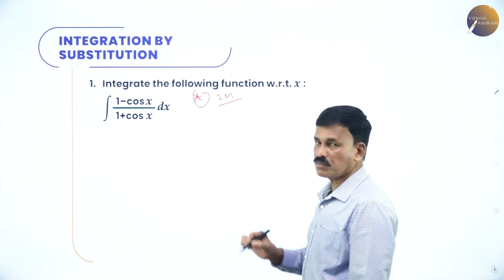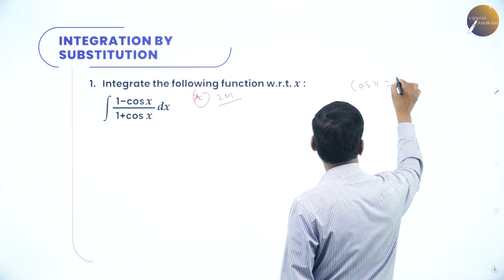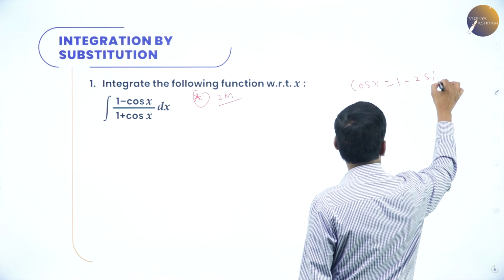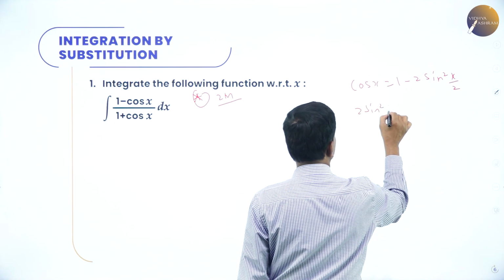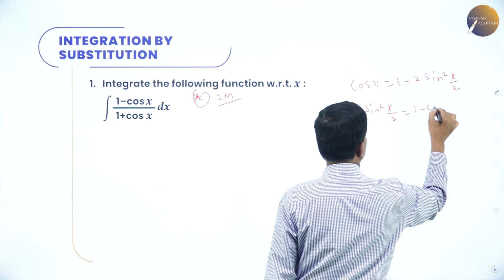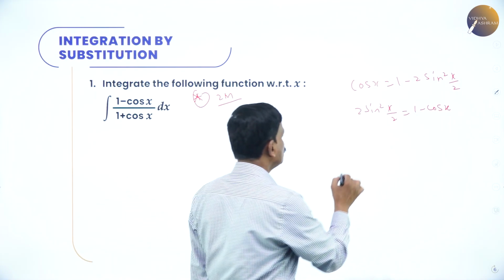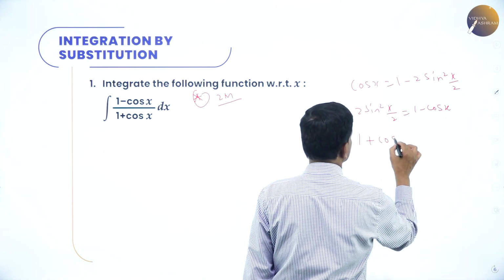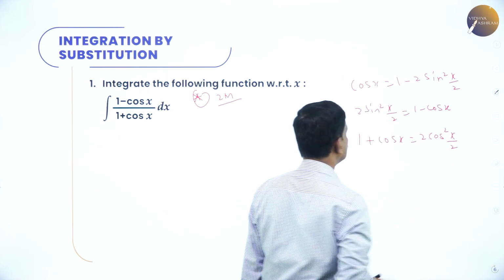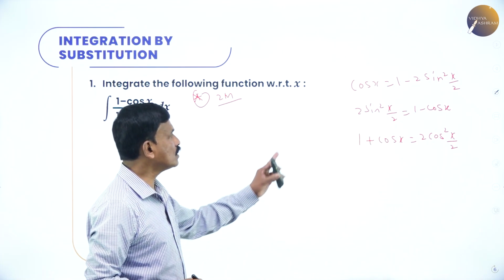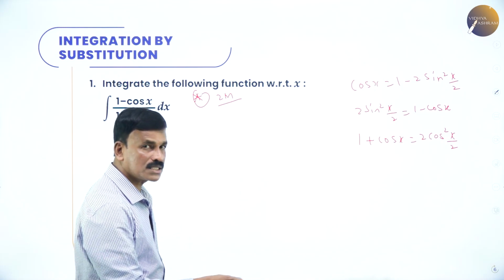Now for this we are making use of half angle formulas. You know what is cos x? Cos x is also equal to 1 minus 2 sin square x by 2. So if you interchange this, 2 sin square x by 2 is equal to 1 minus cos x. So 1 minus cos x is 2 sin square x by 2. Similarly, 1 plus cos x is nothing but 2 cos square x by 2, because cos x is also equal to 2 cos square x by 2 minus 1. Minus 1 becomes plus 1.